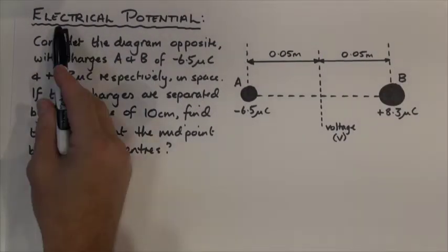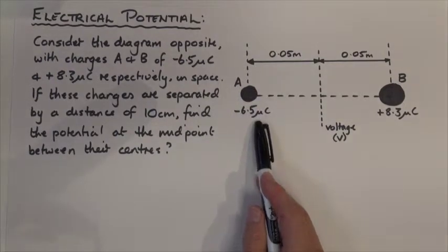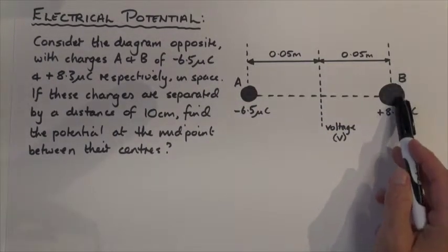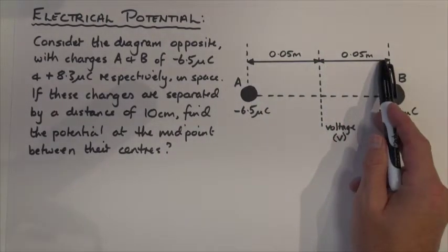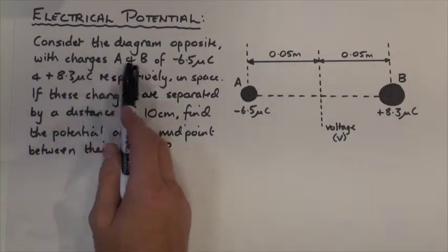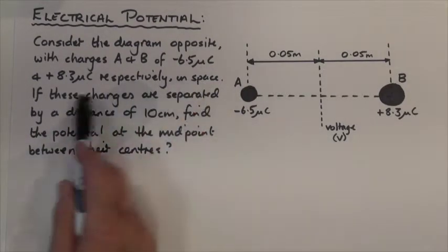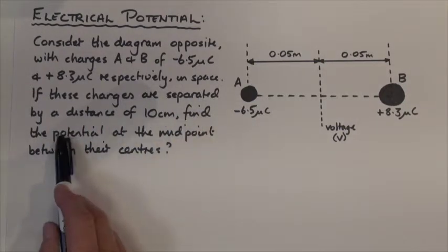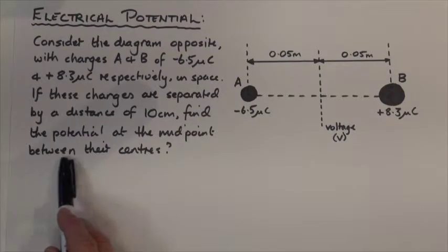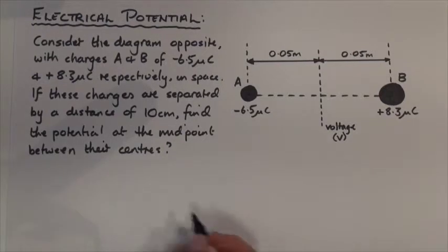In this video, we're going to work through an electrical potential problem. It's a fairly complex problem. We're going to consider the diagram opposite. We've got a charge here of minus 6.5 microcoulombs and a charge here of plus 8.3 microcoulombs, and they're 10 centimeters apart. Basically, we're going to explore the potential between these. If these charges are separated by a distance of 10 centimeters, we're going to find the potential at the midpoint between their centers. The midpoint, you can see, is going to be 0.05 meters.